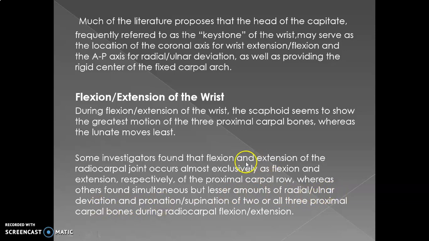So investigators found that whenever flexion and extension of the wrist joint is happening at the radiocarpal joint, there is flexion of the proximal carpal row. But some find that there may be radial and ulnar deviation, and also a mild degree of pronation and supination of the two or three proximal carpal bones. So just keep in mind that these things are also happening.